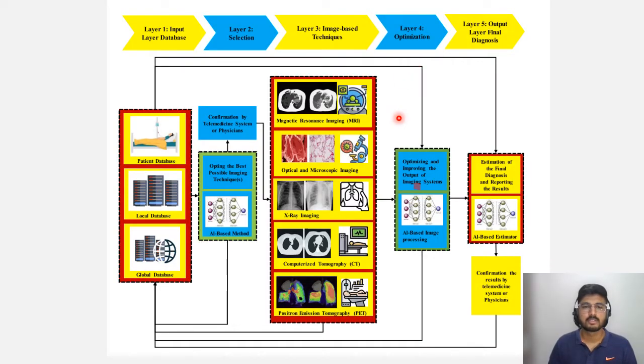Let's see how we can make use of existing infrastructure for this diagnosis. As of now, we have multiple databases, starting from patient and local and global databases, available for all these modalities. We can have some selection mechanism in which we can have multiple images like MRI images, optical images, X-ray, CT and PETs. Based on these available images, we can build an AI-based image processing system which will do some training and help us classify whether this patient is COVID positive or not. We can evaluate these results based on the ground standards and then evaluate the performance of our testing mechanisms.